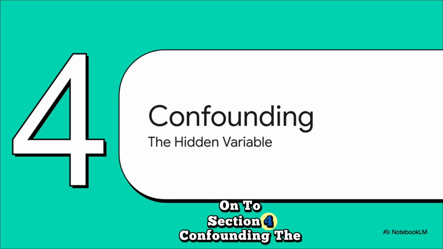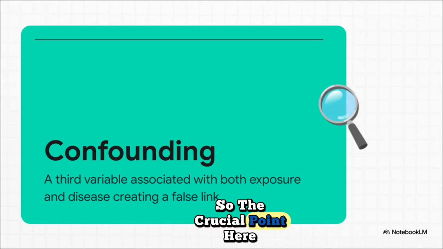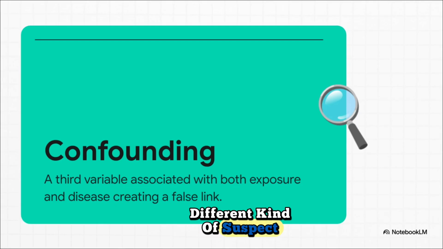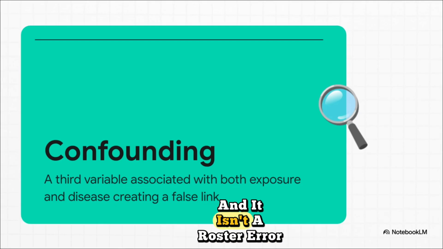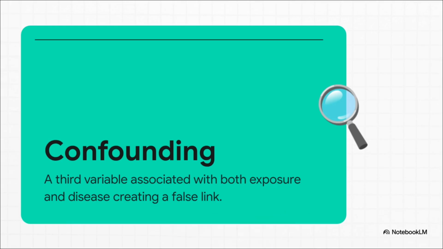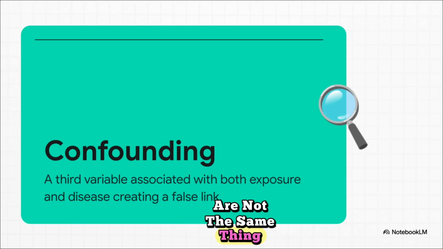On to Section 4, confounding, the hidden variable. So the crucial point here is that we need to shift our focus to a completely different kind of suspect. This one isn't a measurement error, and it isn't a roster error. It's a shapeshifter. Let's talk about confounding. Our sources make it very clear that bias and confounding are not the same thing. Bias comes from flawed information or selection.